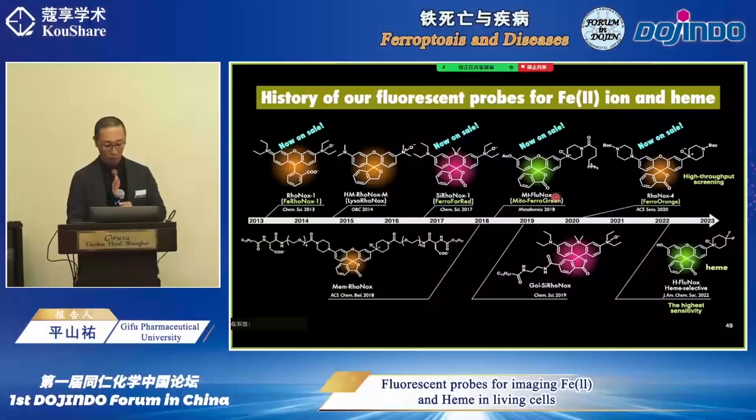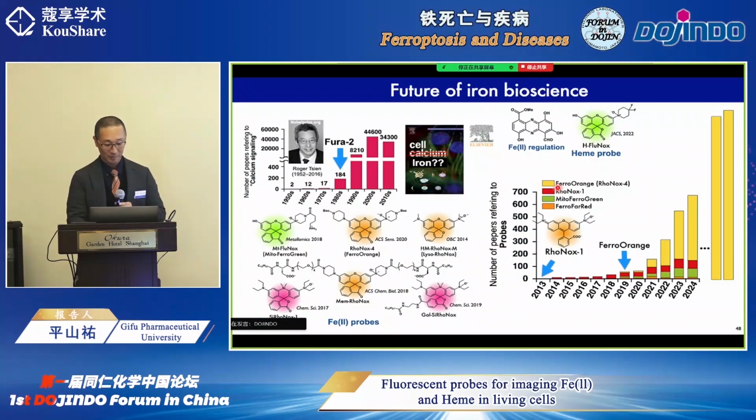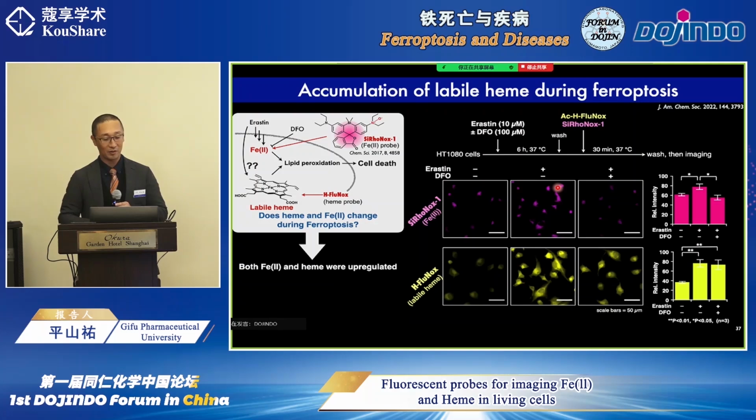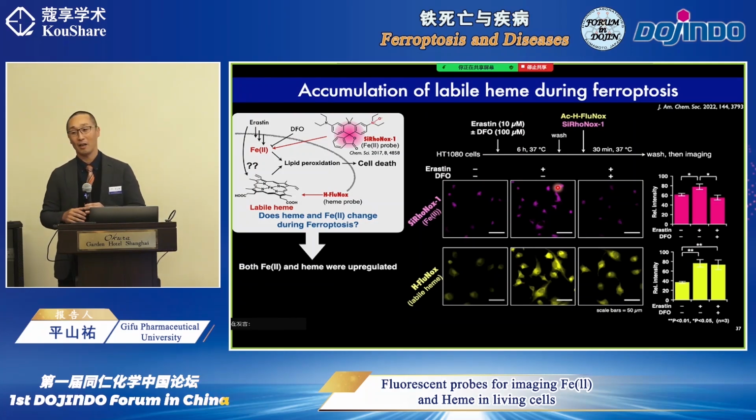Okay. And then the next question is whether it is possible for scientists to measure iron and heme simultaneously. It's possible. So the answer is possible. This is an example. Fe2+ and heme can be orthogonally detected by a pair of these fluorescent probes.